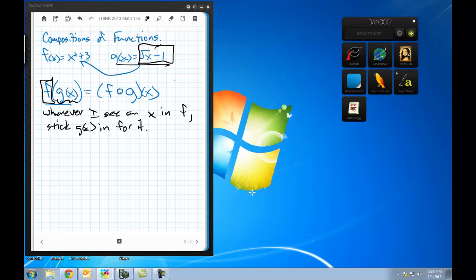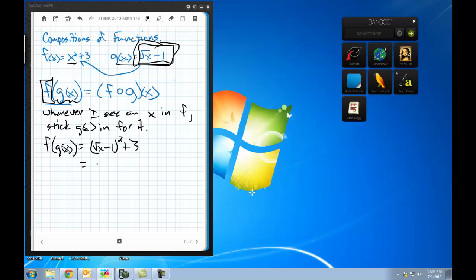So watch. Wherever I see an x in f, there's an x right there. Wherever I see one, I'm going to do f of g of x. I see an x right there, so I stick this whole term in for it. So I've got the square root of x minus 1, squared, because this was x squared, and then 3 is not an x, so it's just along for the ride.